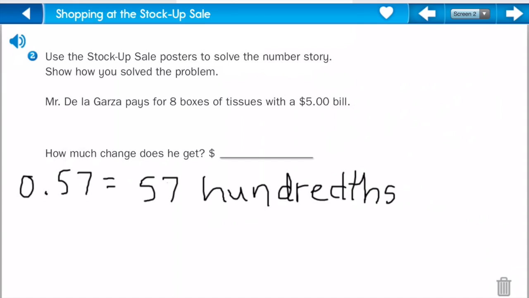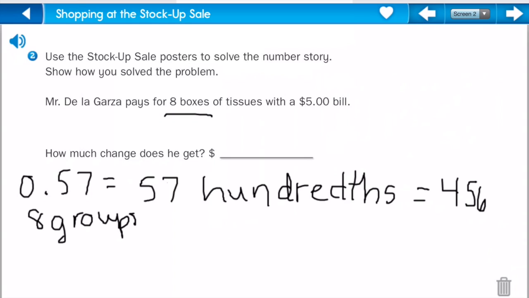And we want to do that 8 times. So we need 8 groups of 57 hundredths. And what would that equal? Yeah, that would equal 456 hundredths. It'd be 456 hundredths.